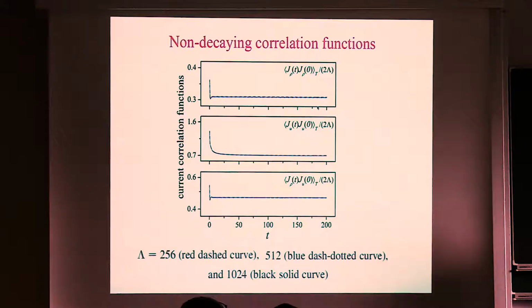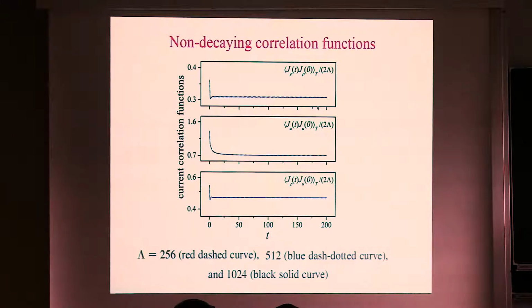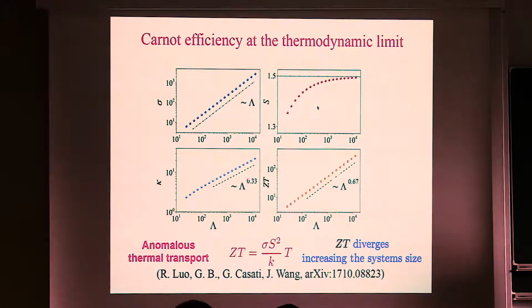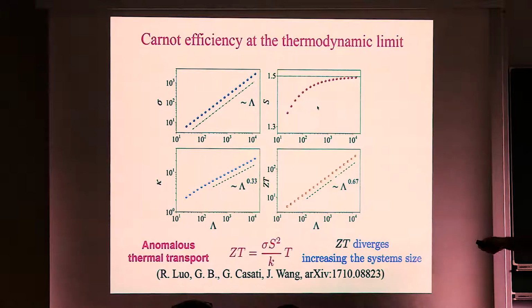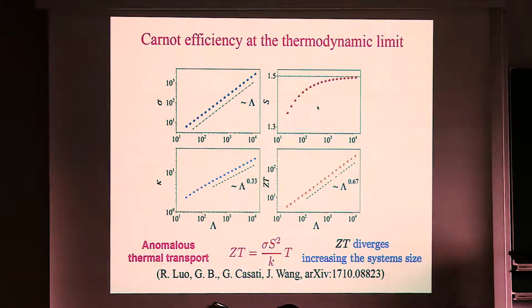And then you can, for instance, compute correlation functions, particle-particle, energy-energy, particle-energy, as a function of time, and they do not decay. These are different system sizes, and they are on top of each other. So this is some indication that for this model you can exchange the two limits. Then you can compute transport coefficients. Electrical conductivity is ballistic, thermopower saturates, and thermal conductivity grows with the 1/3 exponent expected from hydrodynamic theories. Then you make this ratio, and ZT increases like the system size to the power 2/3.